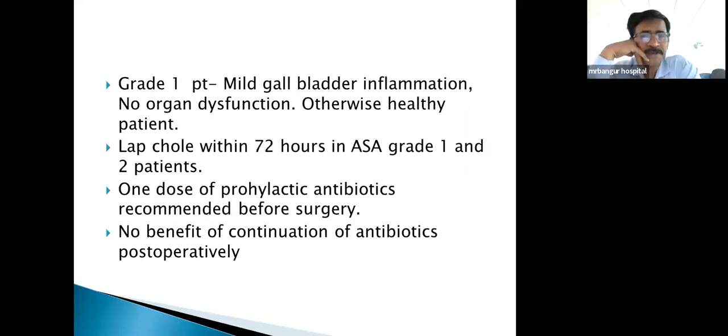So, in grade 1, the patient has mild gallbladder inflammation. There is no organ dysfunction. Otherwise a healthy patient. The recommendation as per the Tokyo guidelines is to consider lap cholecystectomy within 72 hours of admission, and 1 dose of prophylactic antibiotic is recommended before surgery. There is no definite indication for continuing antibiotics if the patient has grade 1 acute cholecystitis.